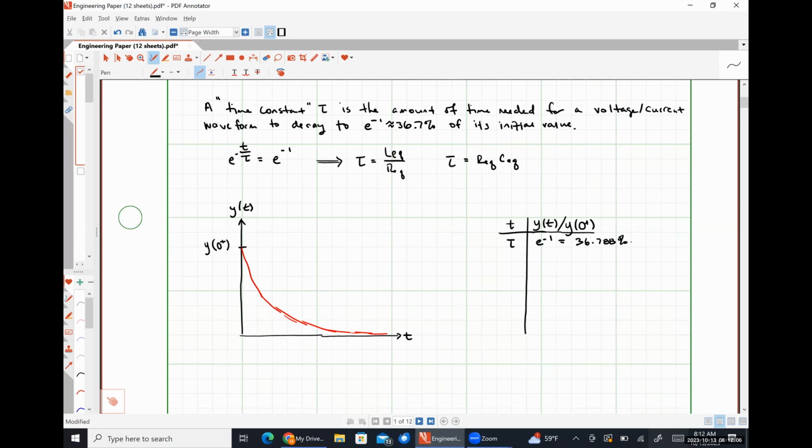So roughly speaking, this would be one time constant, right? At a value of 2 tau, that ratio would be equal to e to the minus 2. Which is 13.533%. The value of tau doesn't change, so it's just 1 tau shifted over to the right.